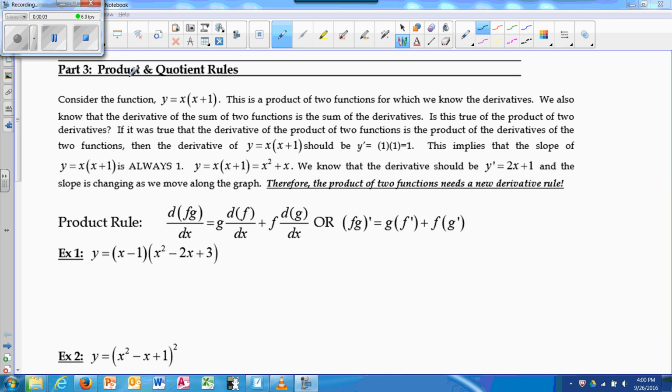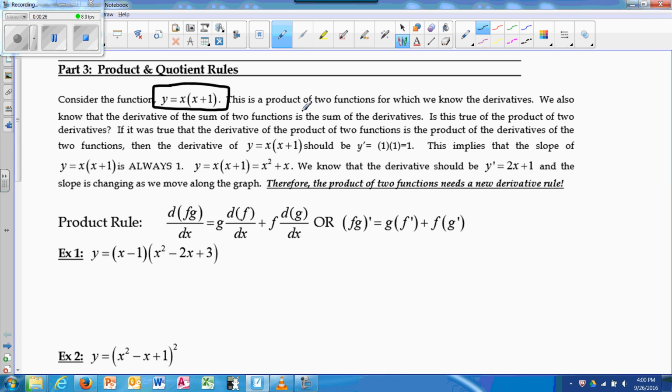In this video, we're going to discuss the product and quotient rules for use with polynomials. Now, the product and quotient rules can be used with all types of functions, but today's lesson is going to focus specifically on its use with polynomials. Now, if we consider the function y equals x times the sum of x plus 1, you'll notice that this is a product of two separate functions.